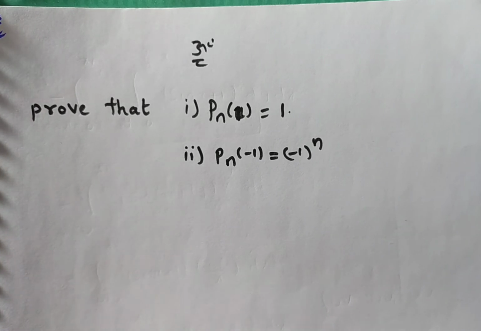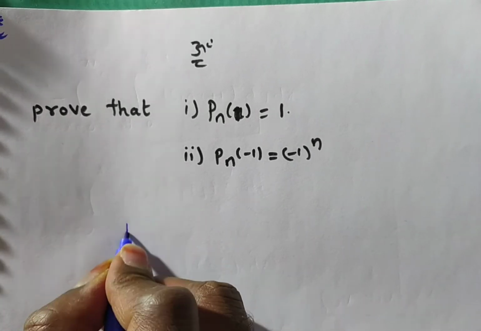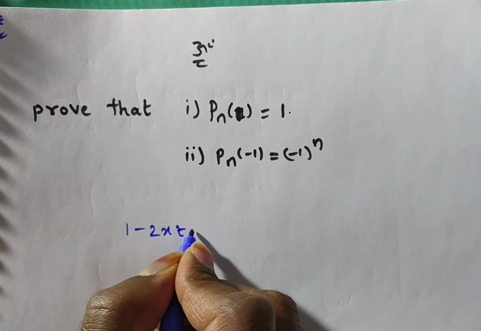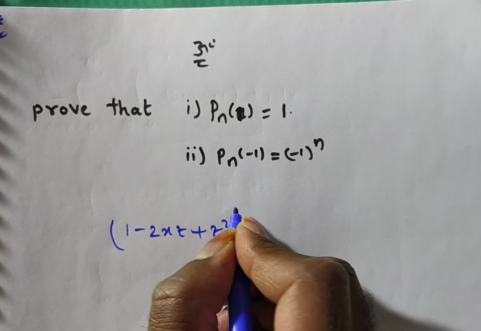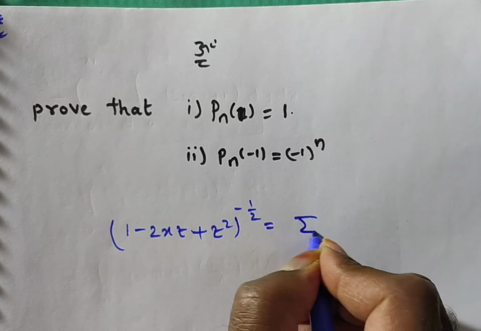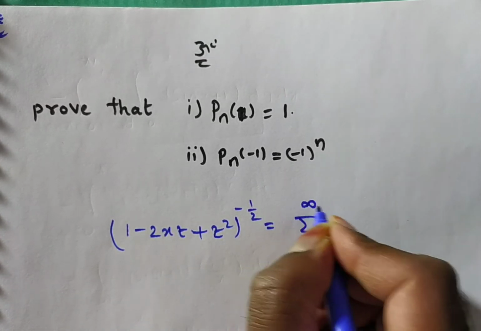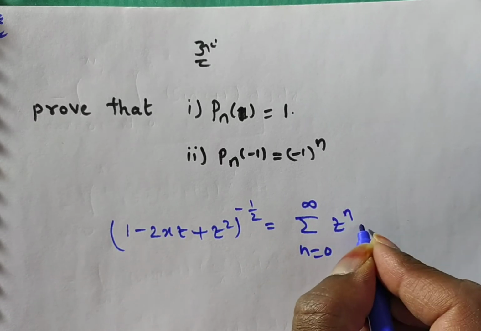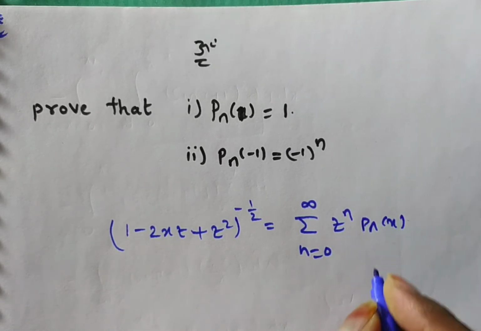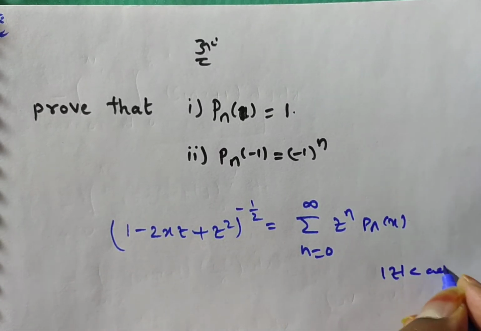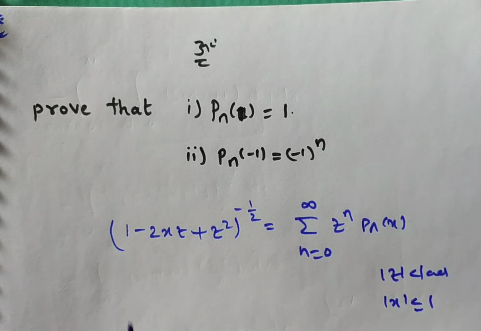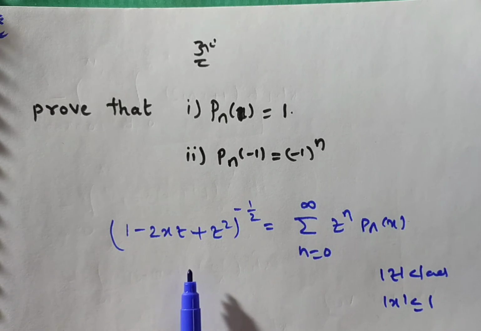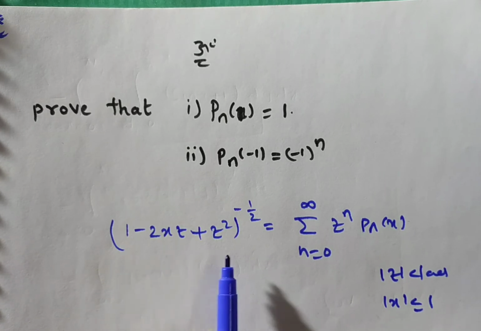The generating function formula is (1 minus 2xz plus z square) to the power of minus 1 by 2 is equal to summation n is equal to 0 to infinity z to the power of n into Pn of x, where mod z is less than 1 and mod x is less than or equal to 1. This is the generating function formula. If you know it, then we can prove this very easily.